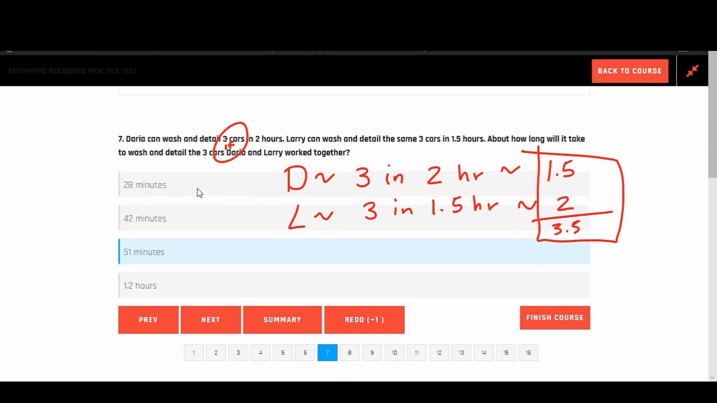So this question becomes this: if they have to work on 3 cars, and they can do 3.5 cars per hour, we do 3 divided by 3.5 to figure out how many minutes that's going to be, because they can work at a combined rate of 3.5. There's another way to set this up. Let's see if I can remember how to do it, because I don't want to do 3 divided by 3.5. That can get messy.